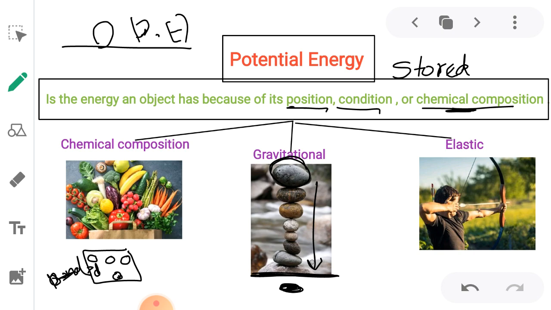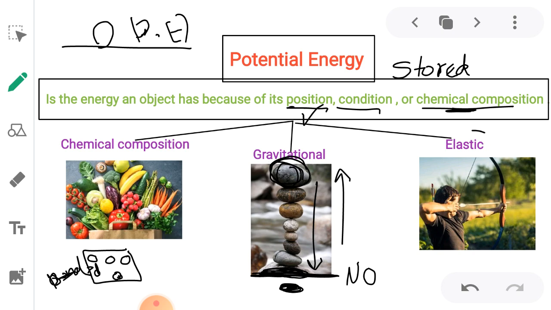above the ground. So if the object is at the ground, touching the earth, does it have any gravitational potential energy? No, it doesn't have any potential energy. Why? Because as you increase the height, the gravitational potential energy increases. And this one is due to position. Its position above the ground has a height from the ground. It's much higher than the ground, so that's why it contains gravitational potential energy.